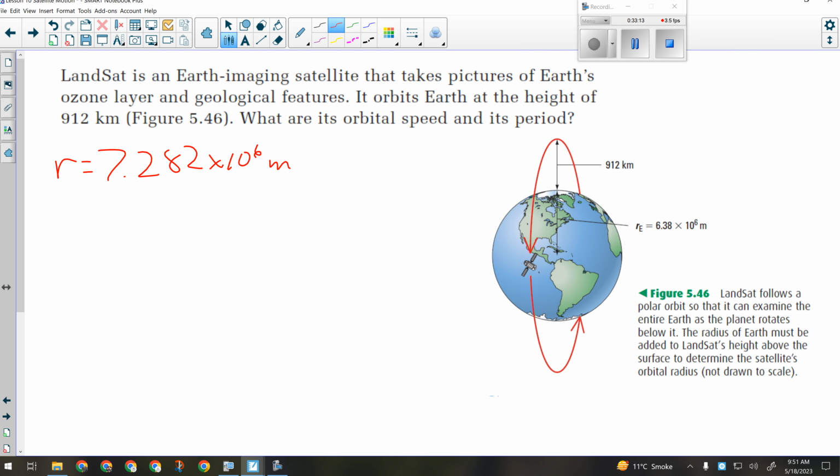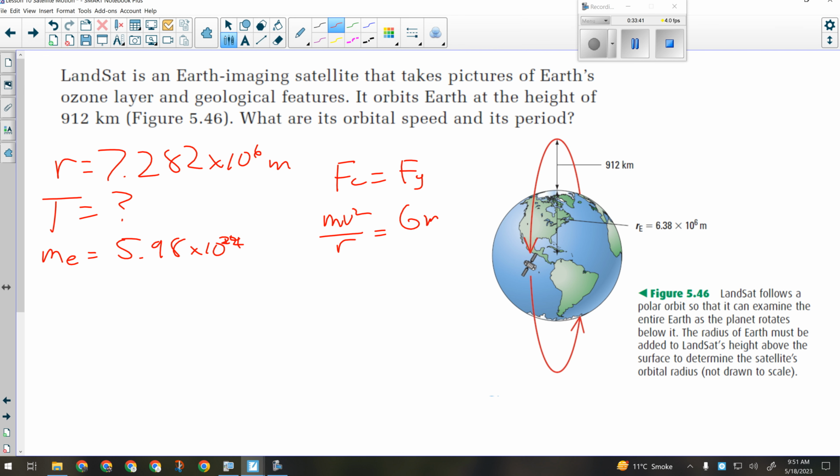Okay, so we want to find the orbital period. One of our other givens is the mass of the Earth, 5.98 times 10 to the 24 kilograms, not 10 to the 12. And that's it. That's all we know, and that's enough. So we're going to say FC equals FG, and that's going to be mv squared over r equals big G times the mass of the Earth times mass 2 over r squared.